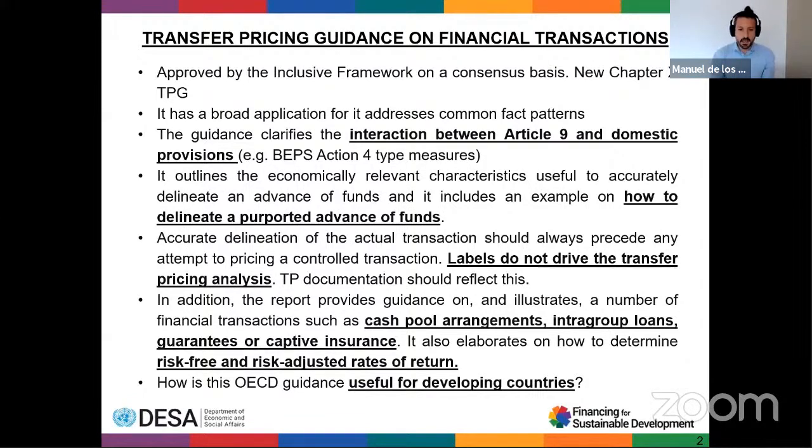Then the guidance as well includes a section on captive insurance. And in that particular one, the guidance basically leverages the existing guidance in the 2010 report on the attribution of profits to permanent establishments. And it sets a number of indicators in order to understand when a captive insurance is actually undertaking a genuine insurance business. And I think that's critical.